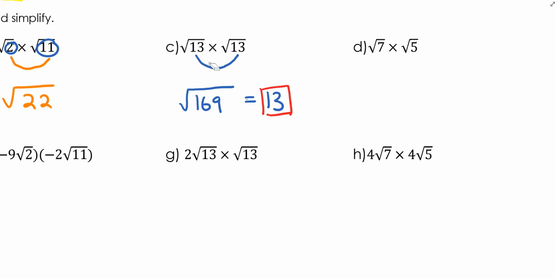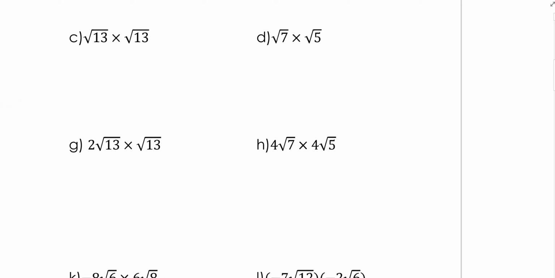Another thing that you can do with these kind of problems is that if the inside numbers are exactly the same, you can just combine those two 13s into a single 13, and the final answer is just 13. So there's a quick way to do that, or you can just do it the long way like I did the first time around. For letter D, 7 times 5, that's going to be 35. So my final answer is the square root of 35.